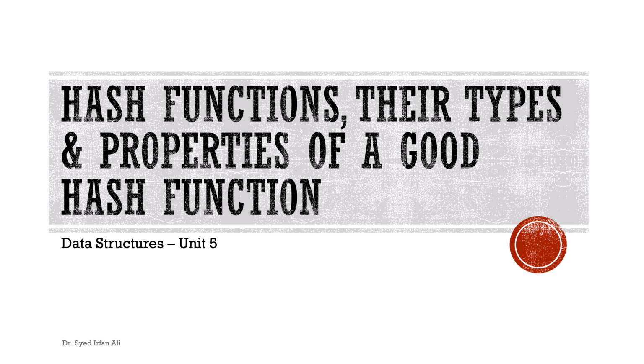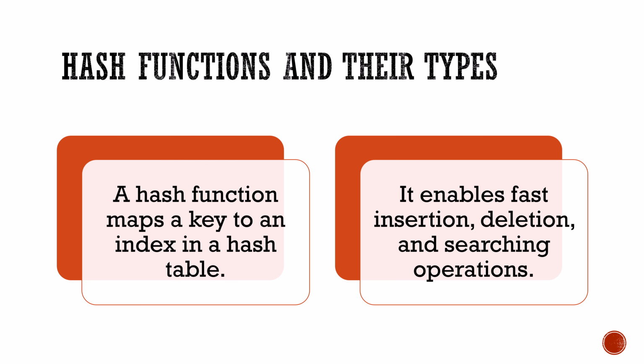In this lecture, we will study hash functions, their different types, and the properties of a good hash function. This topic is very important from both exam point of view and practical implementation in data structures. A hash function is a function which converts a given key into an index value of a hash table.